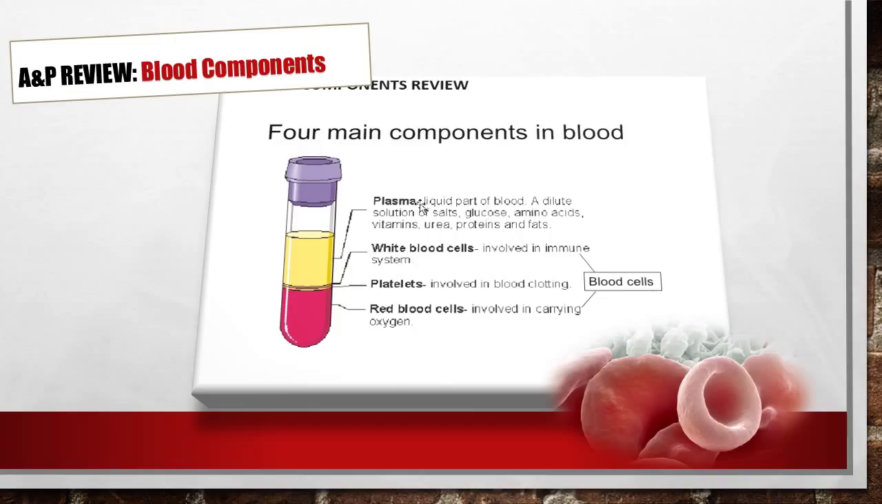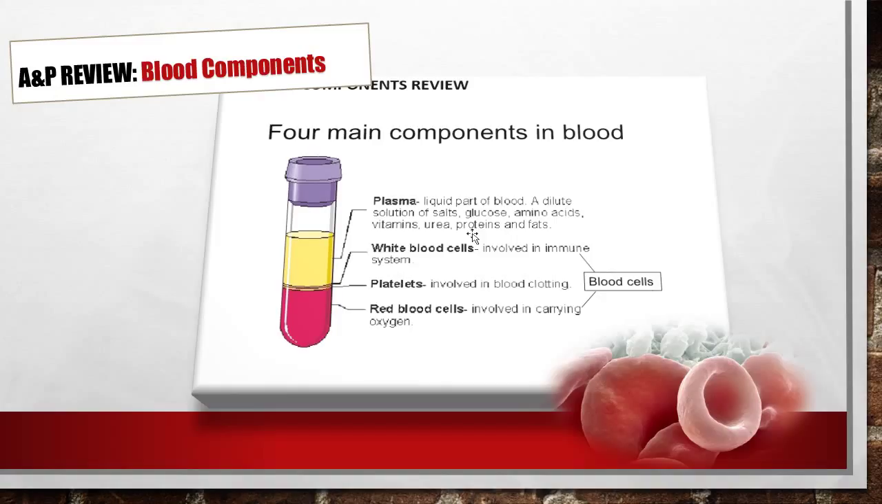The first we're going to talk about is the plasma, the liquid part of the blood. It is a part of the body's extracellular fluid. It's similar to interstitial fluid that's found between the tissue cells in your body. However, plasma contains other things such as proteins. The three major types of proteins in plasma are going to be albumin, the globulins, and the fibrinogen. That's going to be important for you to know.